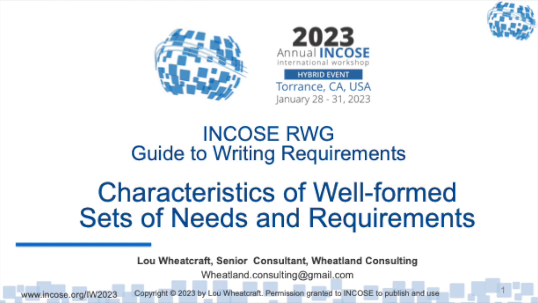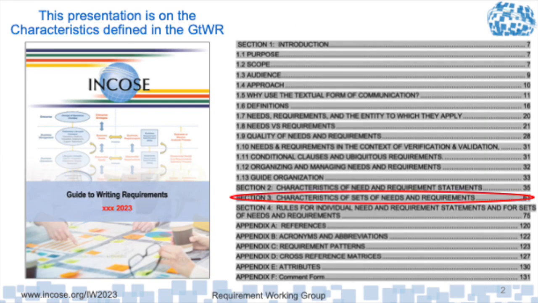I just went through all the characteristics associated with individual needs and requirements. And now I'm getting into the presentation on the characteristics for sets of needs and requirements. 1.5, why use a text form of communication? That goes into detail what the advantages are.